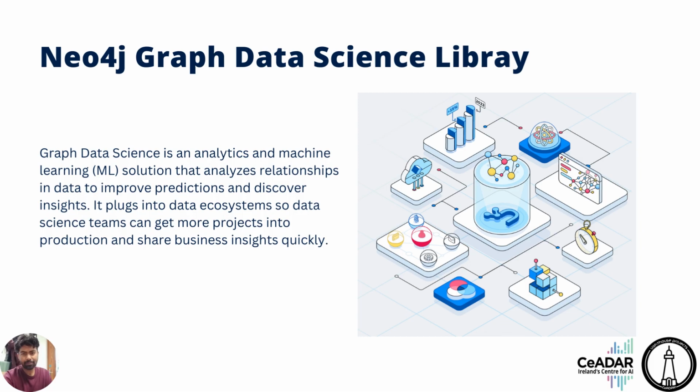Neo4j Graph Data Science is especially beneficial in scenarios where data relationships play a crucial role, such as social network recommendation, fraud detection, and knowledge graph analysis. By harnessing the power of graph analytics, data scientists can uncover valuable insights and patterns within complex interconnected datasets.